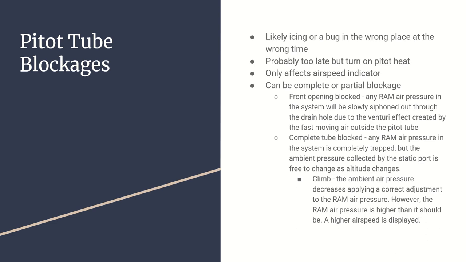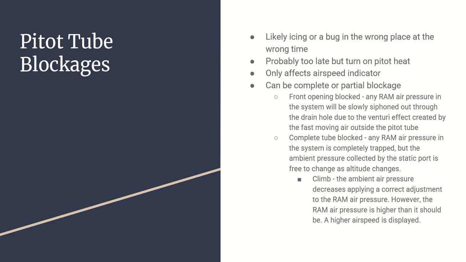It's a low pressure area outside; inside the pitot tube is a high pressure area. So the high wants to seek the low. It's basically going to vacuum out all of that pressure inside the pitot tube. So if there is no ram air pressure, what does our airspeed read? Zero over time. It reads zero because you have to have some ram air pressure.